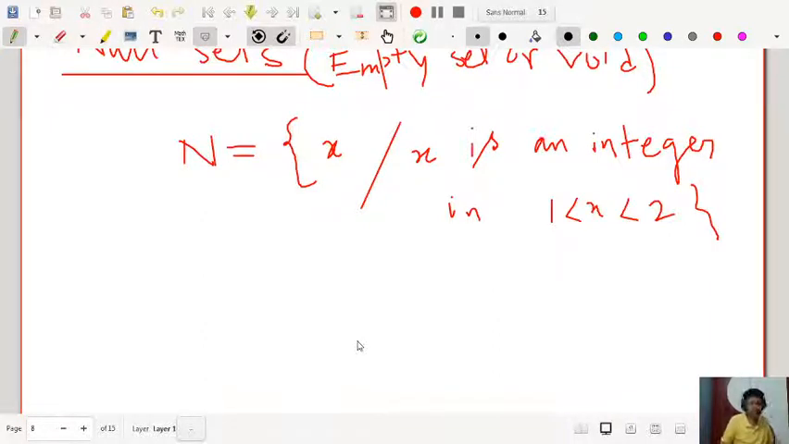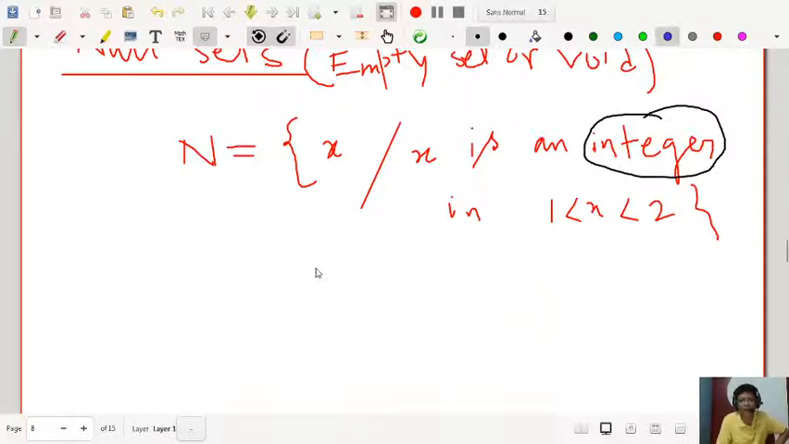It's between 1 and 2. Yes, it's between 1 and 2. So it can be 1.1, 1.2, 1.3, 1.4, 1.5. But those are not integers. Oh, integers. Then no integer. You can't find any integer.